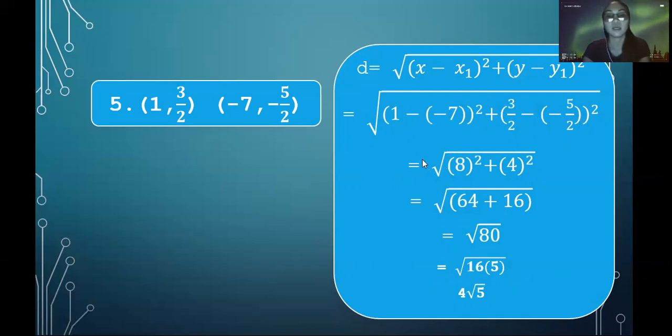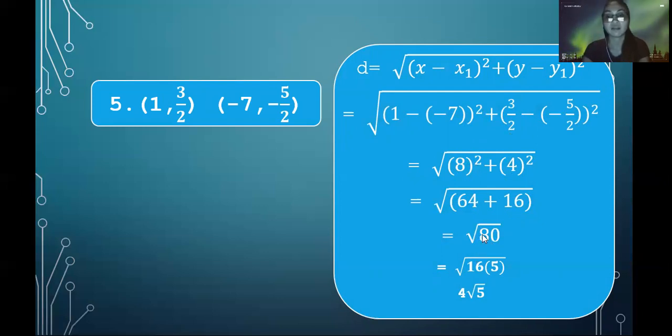So then it will become the square root of 8 squared, because 1 minus negative 7 is equal to positive 8. Then 3 halves minus negative 5 halves is equal to positive 4 squared. Then 8 times 8, 8 squared, is equal to 64, then 4 squared is equal to 16. So the square root of 64 plus 16 is the square root of 80.